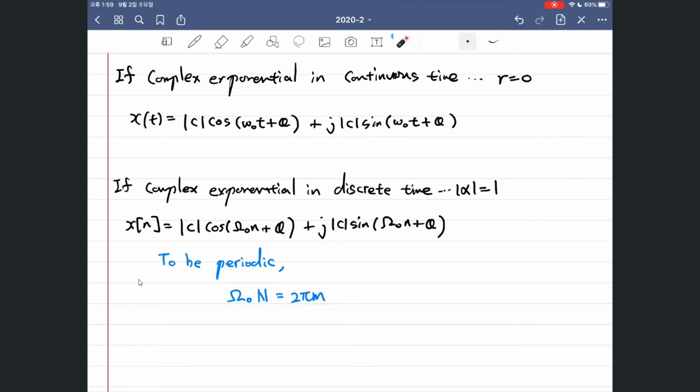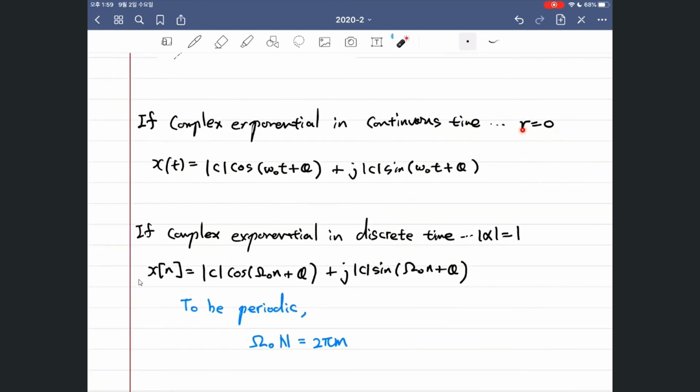So the point is this: even though the magnitude of alpha is 1, the complex exponential in discrete time is not always periodic. It should have the relationship of this additional term. However, in continuous time, as r equals 0, then it is always periodic. Okay?